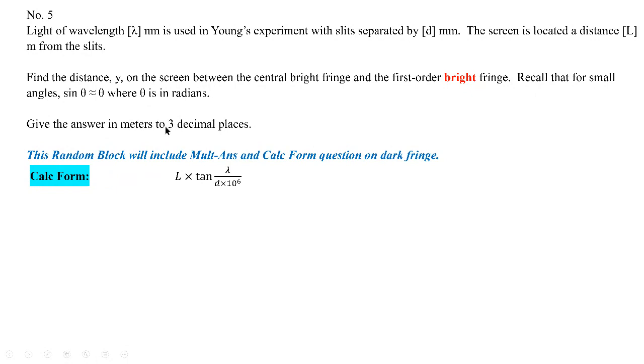And they want you to give the answer to 3 decimal places, and then this little comment here that this random block will include multi-answer and calculator form questions on dark fringe. I don't know whether these blue comments help you when you are doing your test. Do you people find it helpful to have these little blue comments to let you prepare, since it is a randomized block? Does it help?